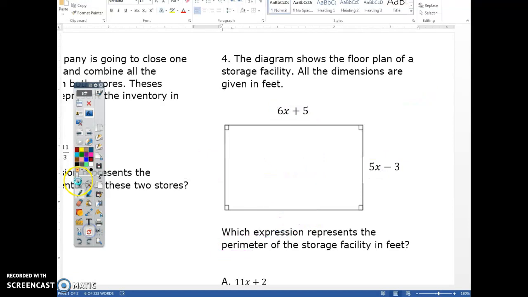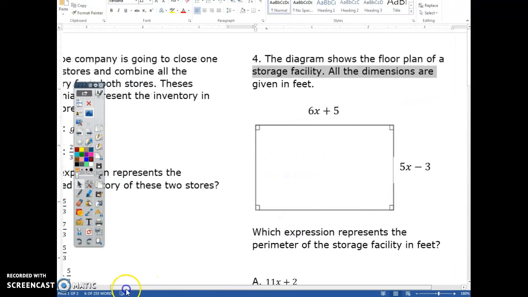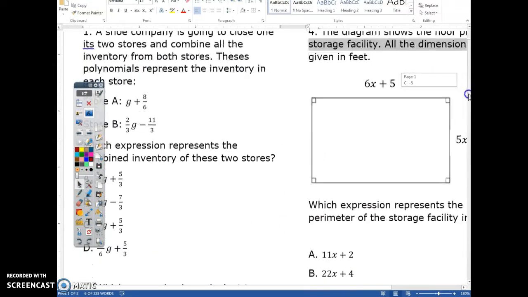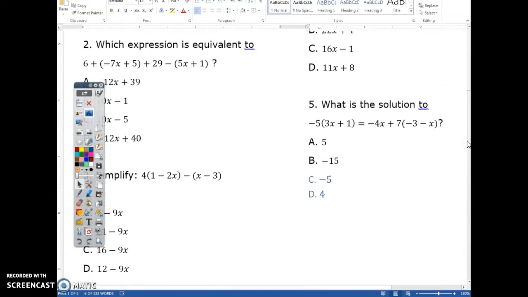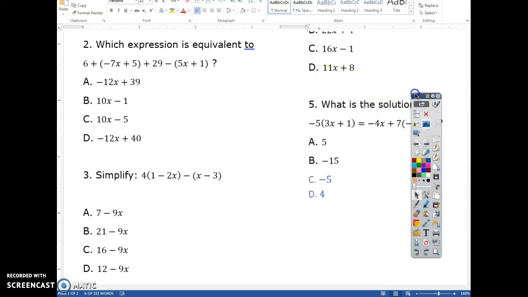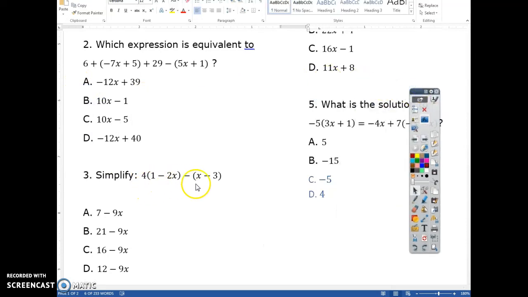Problem number 2. Problem number 2, that is called simplifying. They're asking you to simplify the expression. There is no equal sign. Just like number 3, there is no equal sign. So we are not solving anything. You just distribute and combine. That is all you are doing.